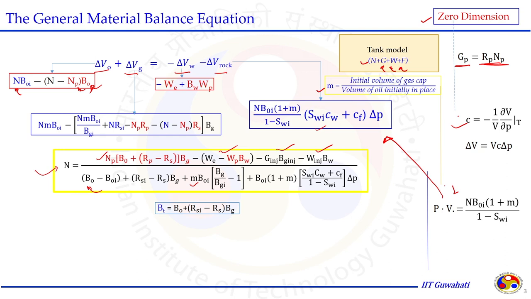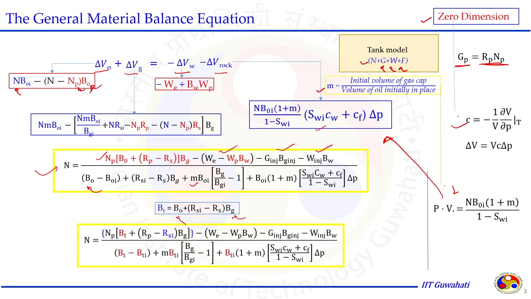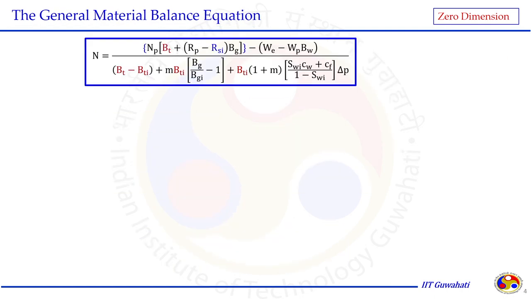Another concept that we discussed is the two-phase volume formation factor, which accounts combinedly for the oil volume formation factor as well as the gas volume formation factor. Combining this two-phase volume formation factor, we could reach an expression where N is represented in terms of parameters like the cumulative oil production that can be monitored at the surface, cumulative water production, cumulative gas production, and any injection of water and gas going into the reservoir from the external side.